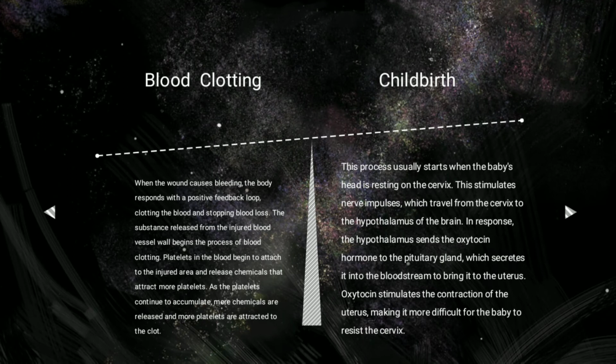Childbirth, giving birth to a child. That's the meaning of it.